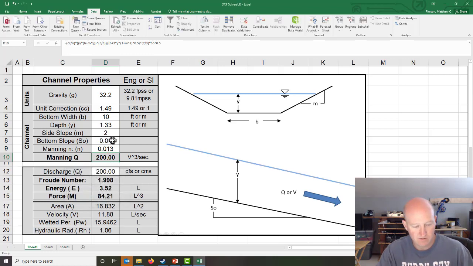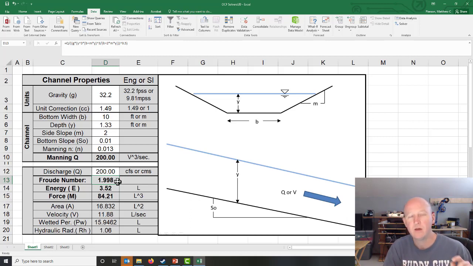And so we've already seen that. We've got our depth of 1.33, and we've got our energy of 3.52. So I've got that written down. We'll write it down on the slide. Let's do that again. But now what we're going to do is find out what critical depth is. So those are two important values that will help us understand how to work all these problems.